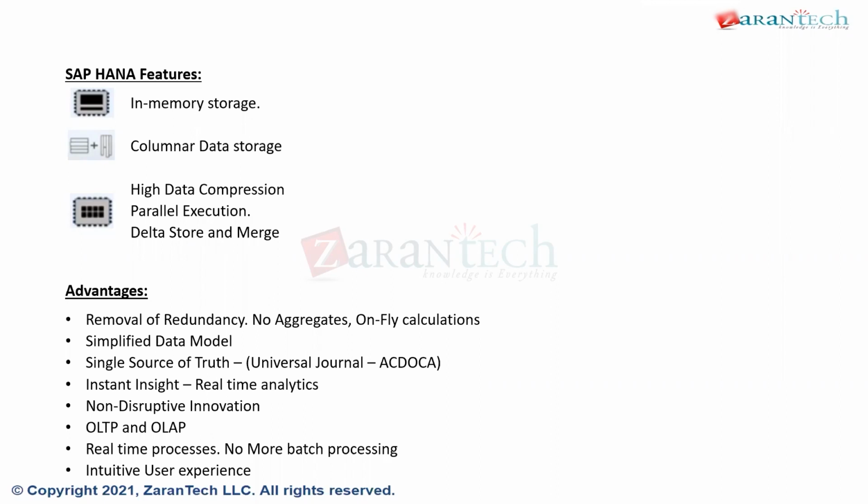In those days, given the technology available, those redundant tables were required. Now all those tables have been removed and converted into CDS views, and there is only one table, that is the single source of truth. It's also called the universal journal, ACDOCA here. This table stores the data from all the submodules. And S/4HANA helps with instant insights, and it allows real-time analytics and non-disruptive innovation. Non-disruptive innovation means SAP has to make sure that it does not cause any disruptions to the existing clients, those who are already using the ERP system, right?